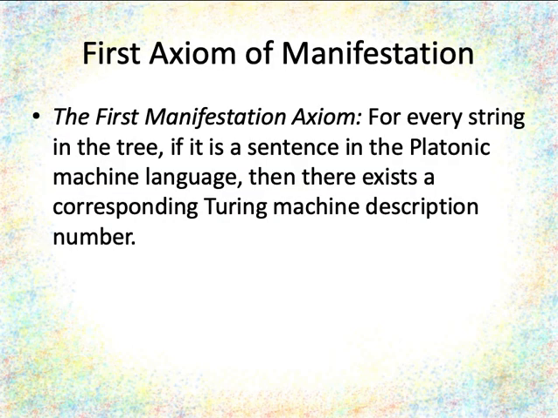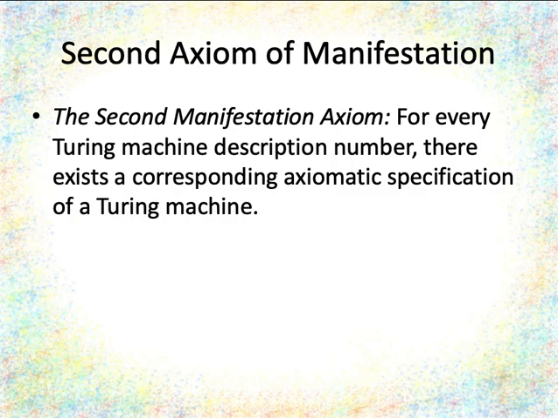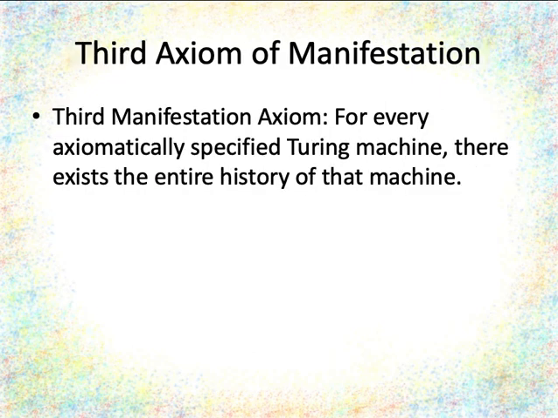And there's going to be four manifestation axioms. The first one says for every string in our binary tree of strings, if it's a sentence in the Platonic machine language, then there exists a corresponding Turing machine description number, which will be actually a little bit more compressed and complicated than just a binary string. The second manifestation axiom says for every Turing machine description number, there exists a corresponding axiomatic specification of a Turing machine. The third axiom says for every axiomatically specified Turing machine, there exists the entire history of that machine.